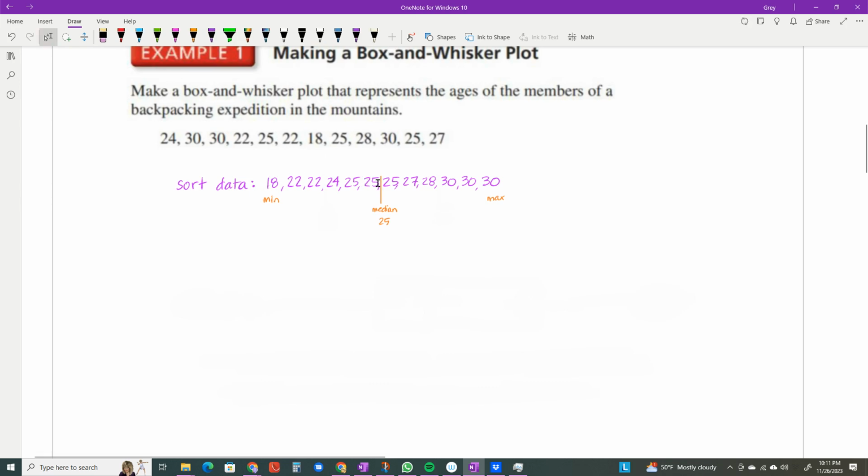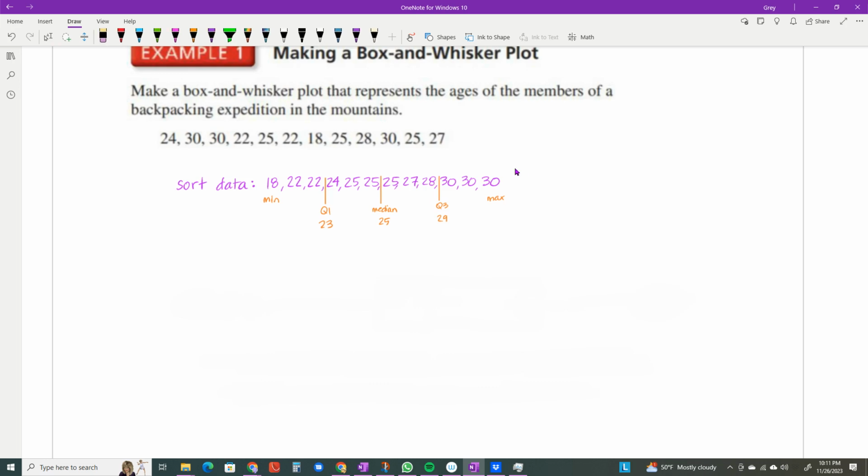Then I'm going to use the bottom half. I have 1, 2, 3, 4, 5, 6 pieces of data. So I have to go in between number 3 and number 4 to find the median. And the average of those two, 22 and 24, is 23. And then if I count up 1, 2, 3 here, the average between 28 and 30 is going to be 29, and that's my Q3.